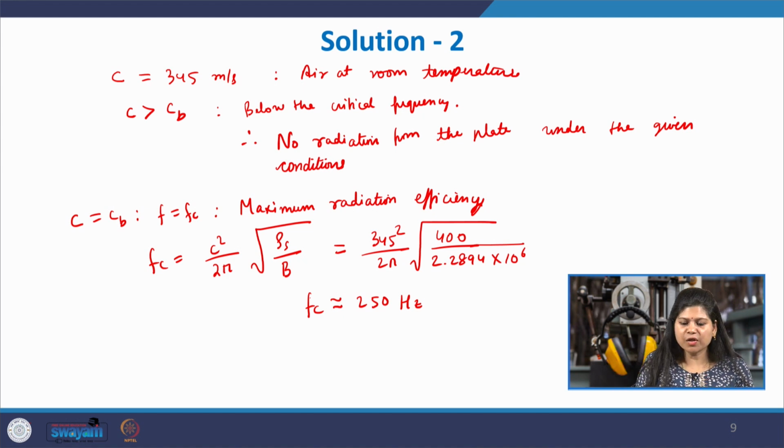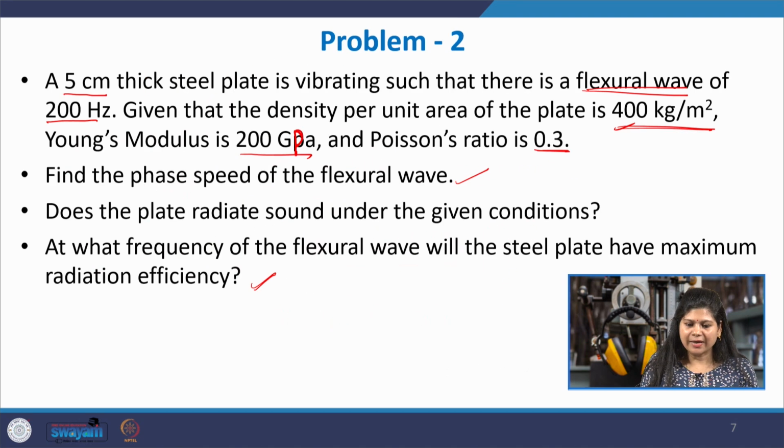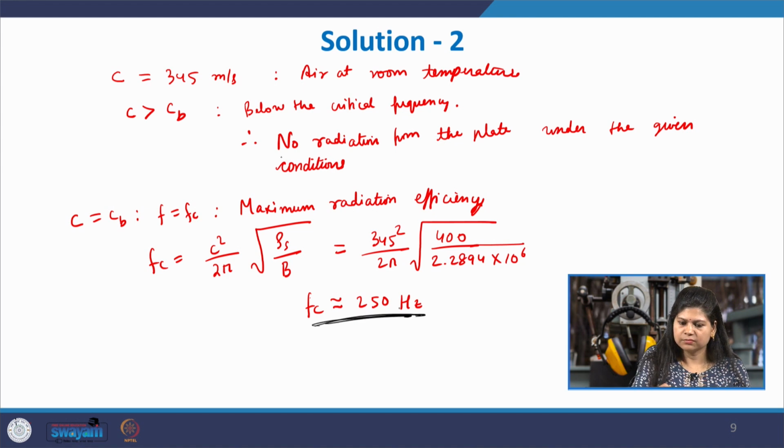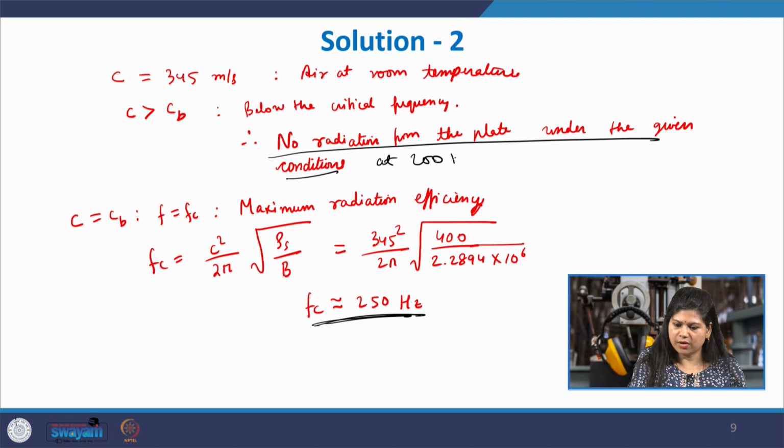So, when the frequency is 250 hertz, you will reach the maximum radiation. And as you can cross-check, initially the given condition was 200 hertz, which was below the critical frequency, and hence there was no radiation at 200 hertz.